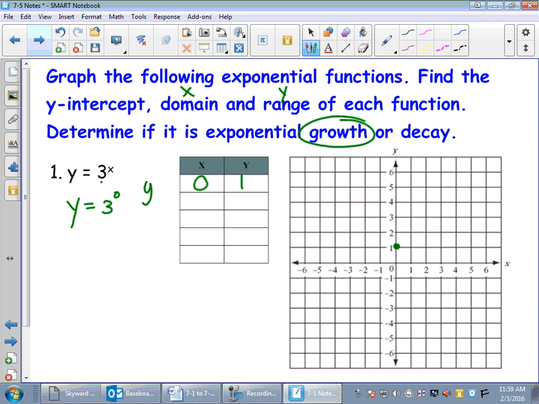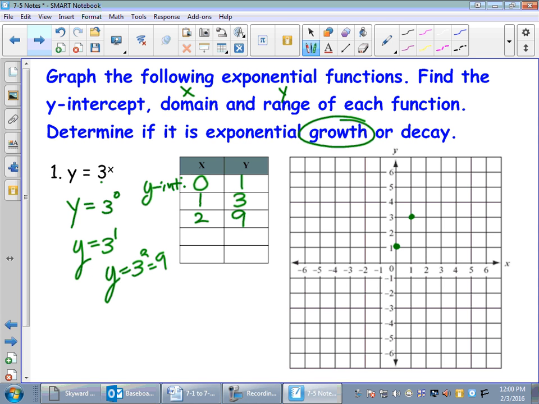And I can label that right here. This is my y-intercept. And then I'm just going to pick values that make sense. So I'm going to use 1. I want to plug in 1. So when I plug 1 into this equation, I get y is equal to 3 to the first power, which is 3. So I'm going to plot that ordered pair, (1, 3). Over 1, up 3. And then I'm going to plug in 2. And when I plug in 2, I get y is equal to 3 squared, which is 9. So (2, 9) is on my graph.